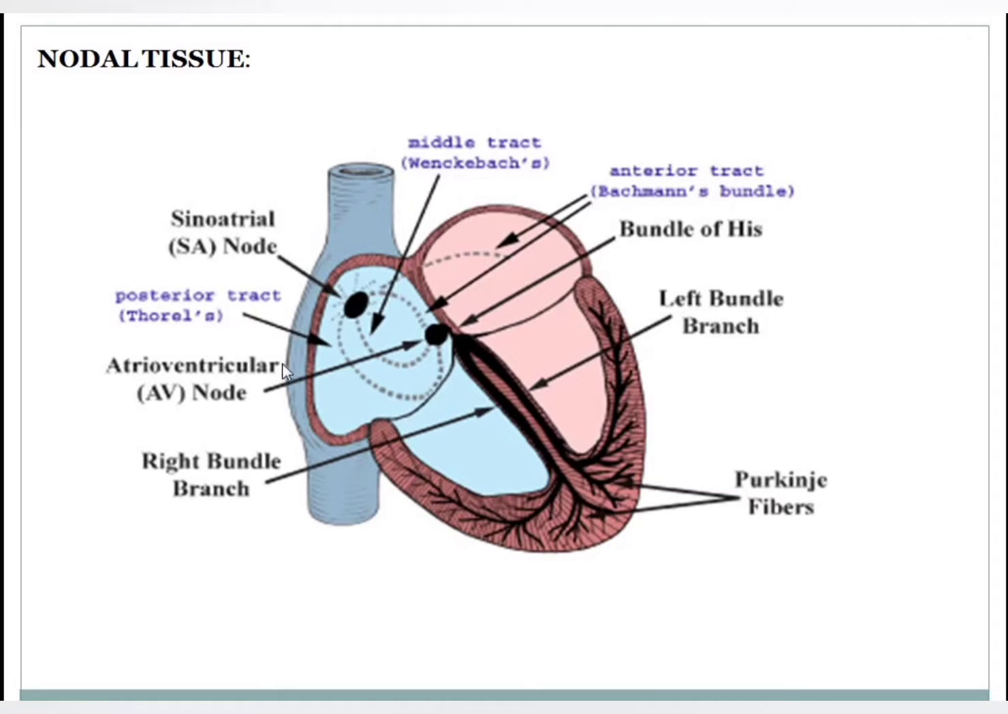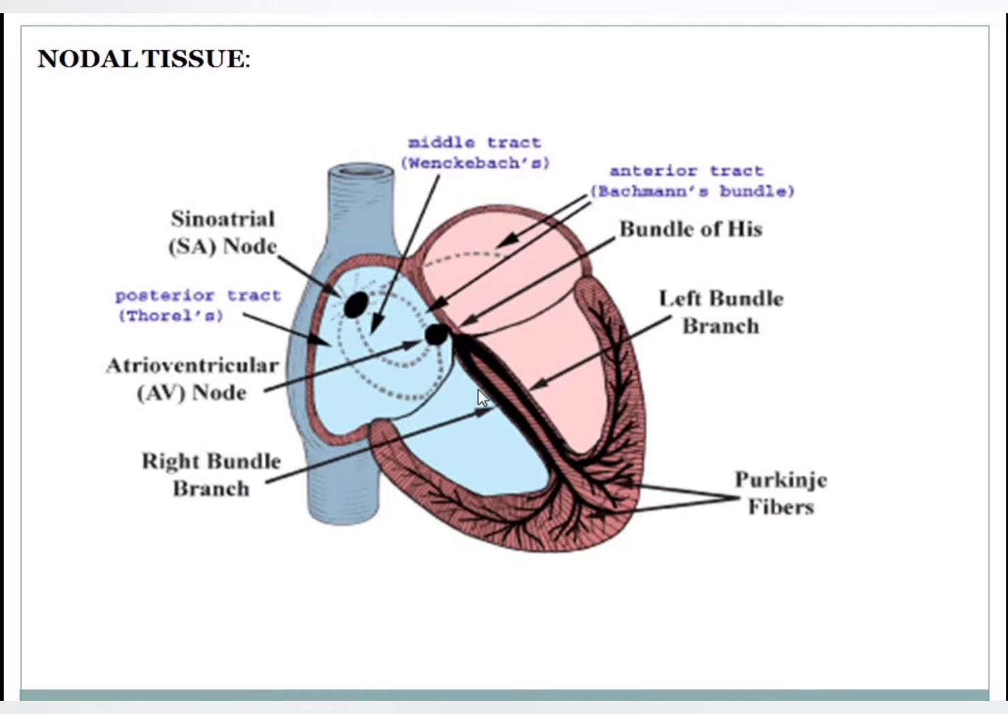Another mass of tissue is called the AV node, the full form being atrioventricular node, which is present at the lower corner of the right atrium at the interatrial septum, close to the opening of the coronary sinus. It electrically connects the atrial and ventricular chambers.